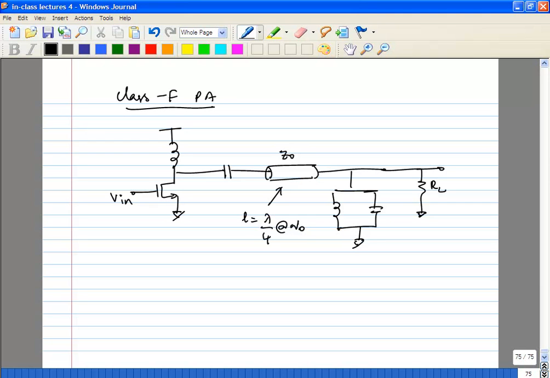So what happens? Let's say, what is Zin? Z0 squared by ZL, right? So you're going to use this. What happens if you put a lambda by 4? Typically, if you have these kinds of reactive networks when the transistor is switching, you're going to get the fundamental plus harmonics of the fundamental. What you actually want to filter out are the harmonics.